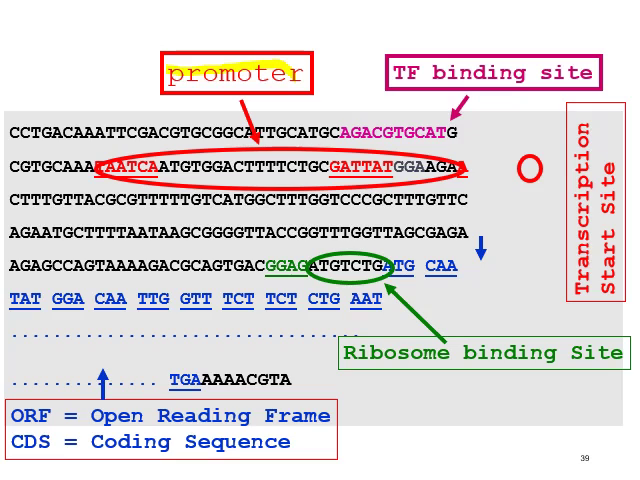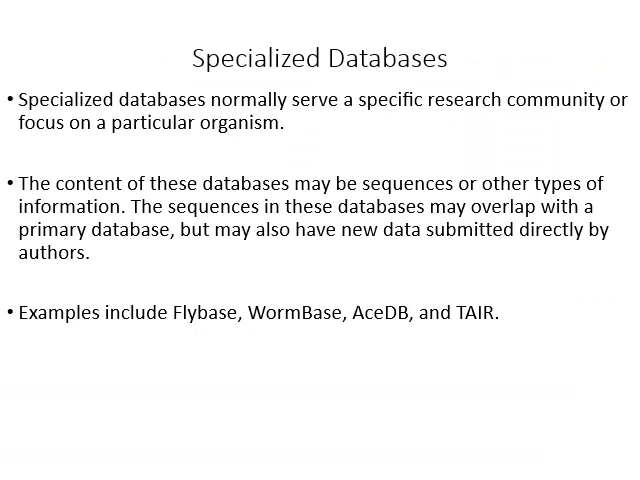indicated in the red color. This is the transcription factor binding site. Then this is the ribosome binding site. And those shown in the blue color are the open reading frames. So this is called sequence annotation, in which the whole information of that sequence is provided. And that is the work of secondary databases. They provide you annotated sequence data. Then specialized databases. Specialized databases normally serve a specific research community or focus on a particular organism.